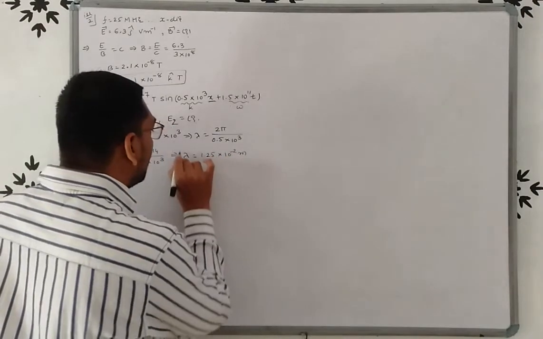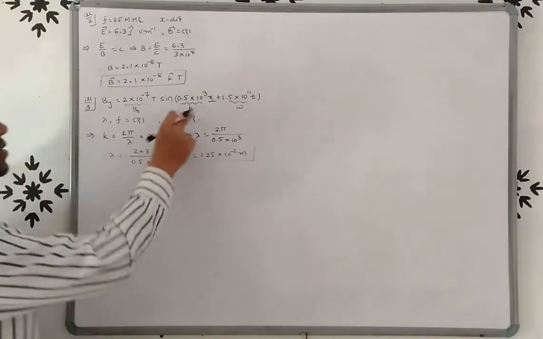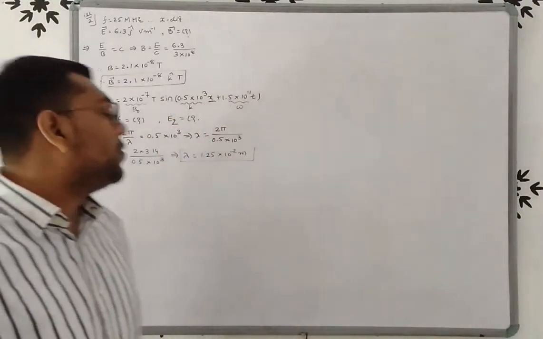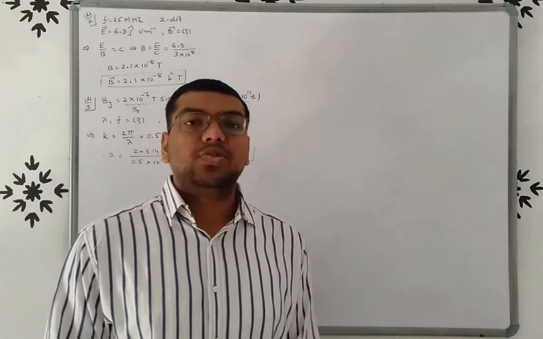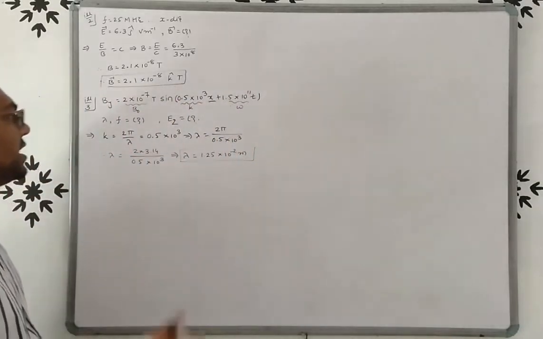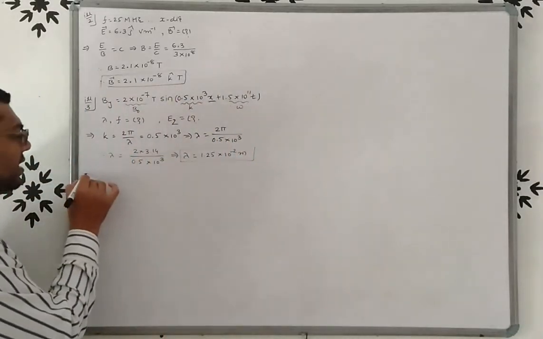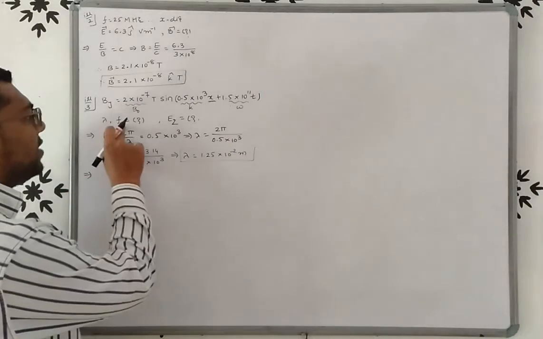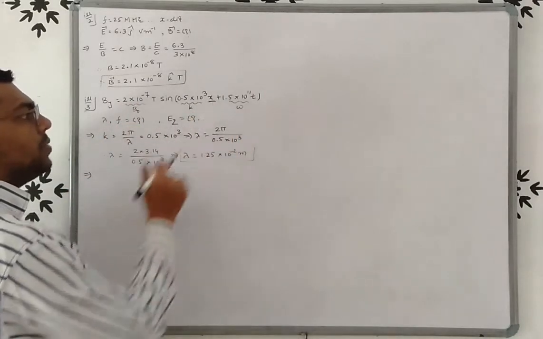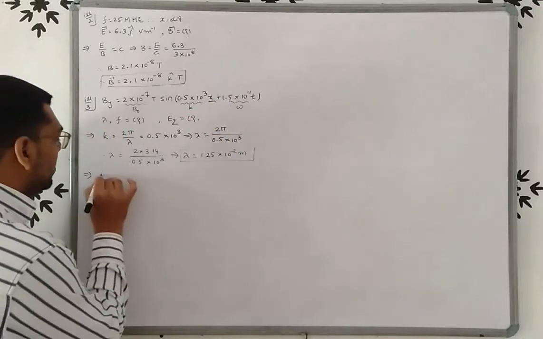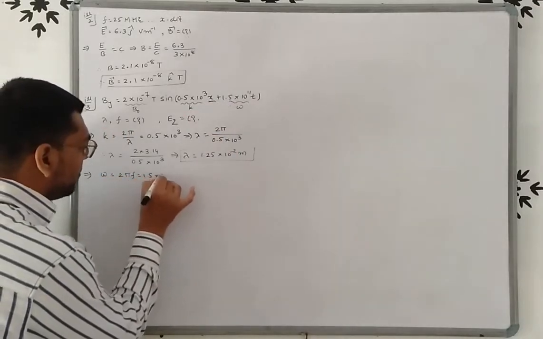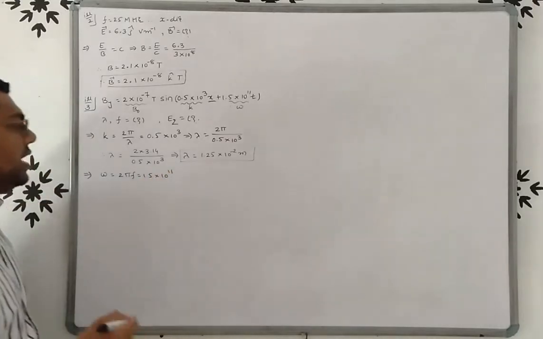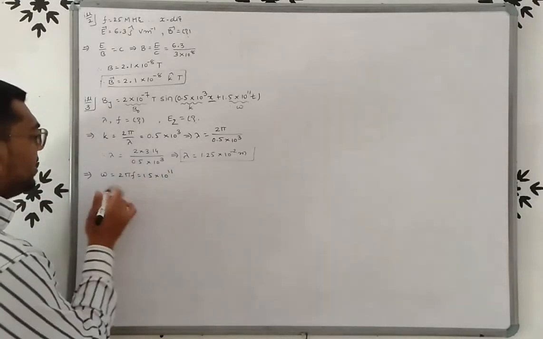Right? So here we know the value of k, that is 0.5 into 10 raised to 3, and we know that k is equal to 2 pi by lambda. So we can easily find out the value of lambda. Then to find the frequency, we know the value of omega, 1.5 into 10 raised to 11. So omega is equal to 2 pi f, that is equal to 1.5 into 10 raised to 11. We have to find the frequency.